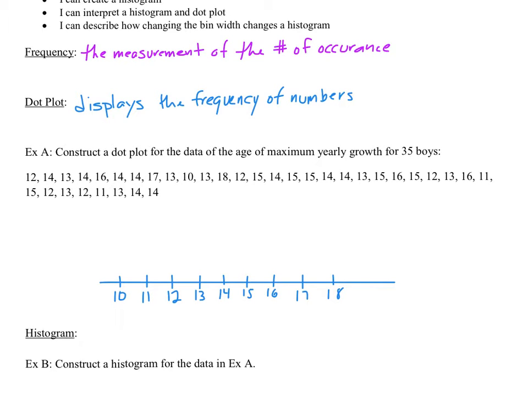Well, I see 1, so I'm going to put a little dot. And I go to the 11s and I see that there are 2. So I draw 2 dots above the 11. Sometimes you might see little X's. It doesn't really matter. You just need a symbol to show the quantity, the frequency of each number. And then I go to 12, and there should be 5.